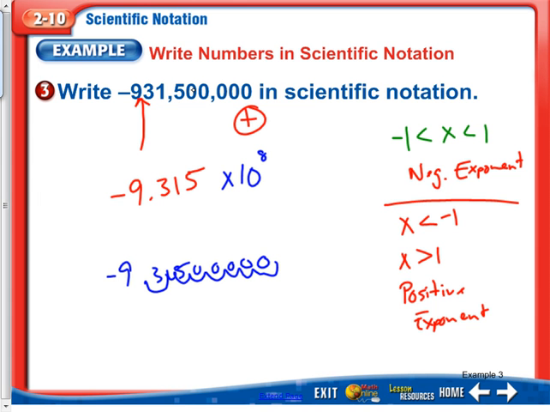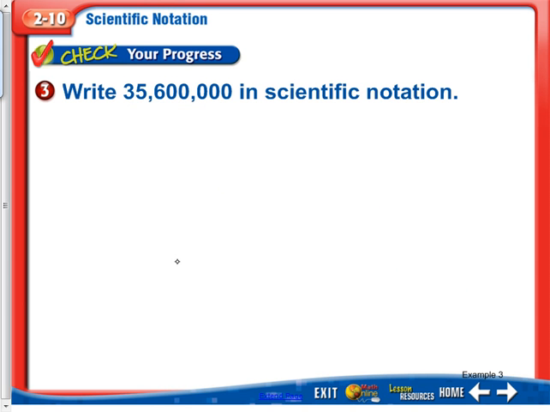So you can always try to build your number again from the beginning and see if it actually works. All right, so let's try this one again. Is the exponent going to be positive or negative? Well, this number is bigger than 1, so it's going to be positive.